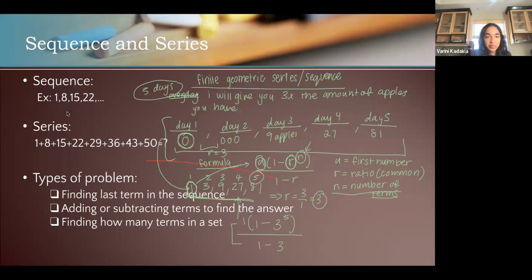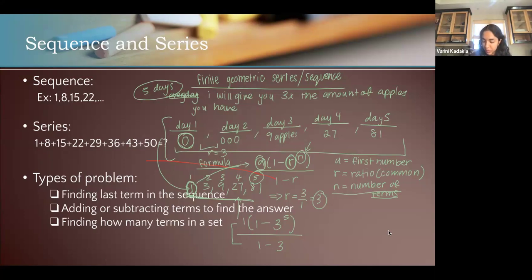I don't understand the formula. Okay, what part do you not understand? Like how to use it or what it is? I don't understand every part. Do you understand the concept of a finite geometric sequence or series? Yes, but it's the formula I don't understand. Okay, so the formula is basically where you just plug in numbers.